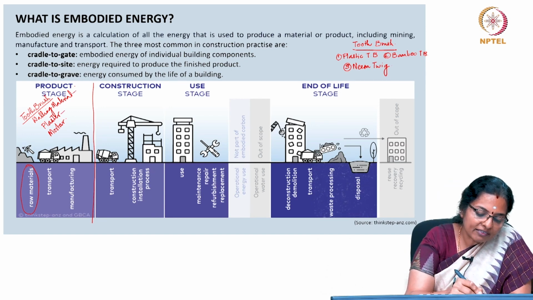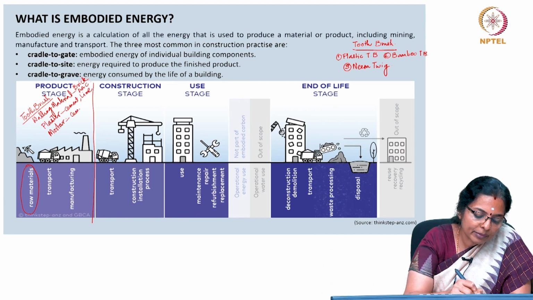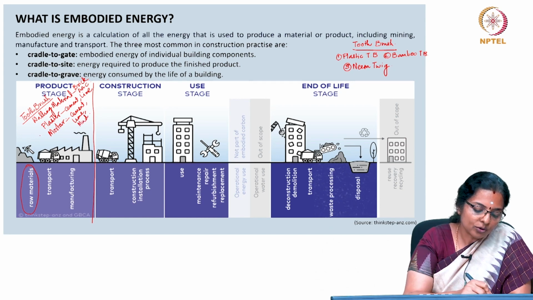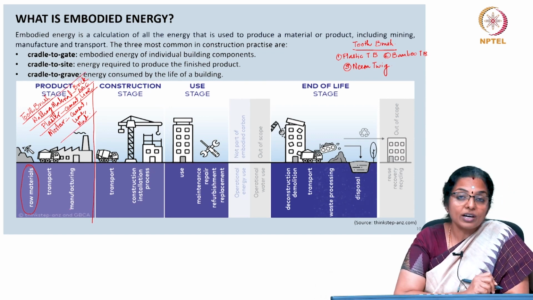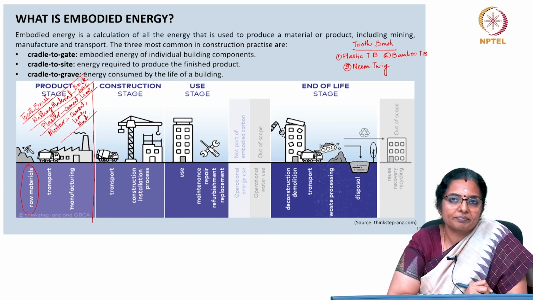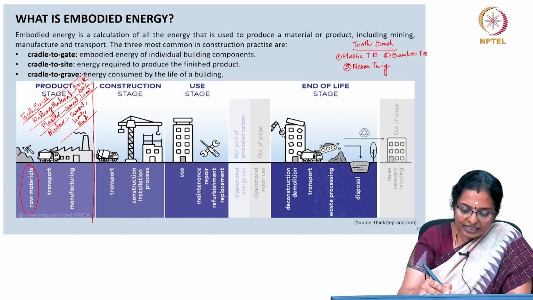For walling material, I will consider brick, AAC block. For plaster, I will consider cement, lime. For mortar, I will consider cement, lime, mud mortar. So, for all these materials, just imagine the product stage embodied energy. Let us move to the construction stage.